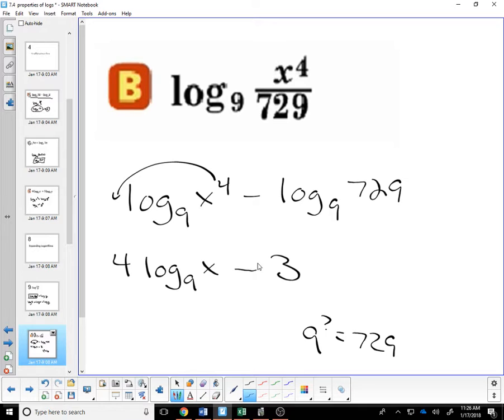Now, if you don't see it, then the fastest way is to do a log base change formula. I'm going to go log 729 divided by log 9. Oops, I did this wrong. Log 729, close parenthesis, divided by log 9, close parenthesis, and you're going to get 3. Okay?